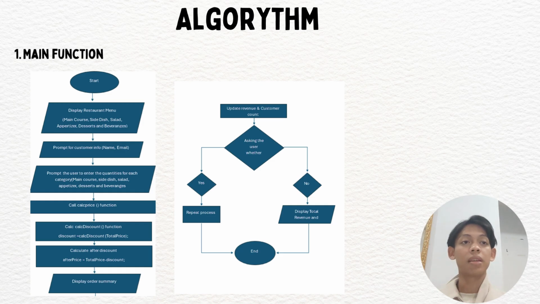Then after that, the revenue and customer count will be updated and the user will be asked whether they want to continue or not. If they choose yes, the process will be repeated from the top, and when they choose no, the total revenue and customer count will be displayed and the process ends.